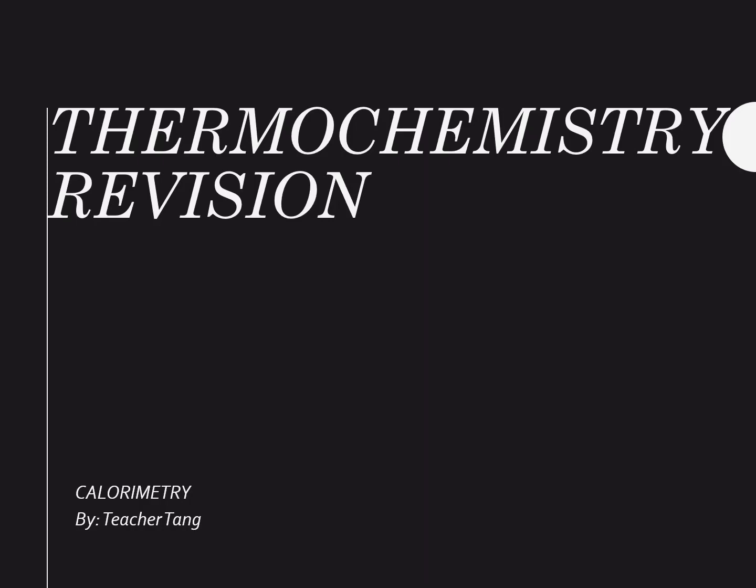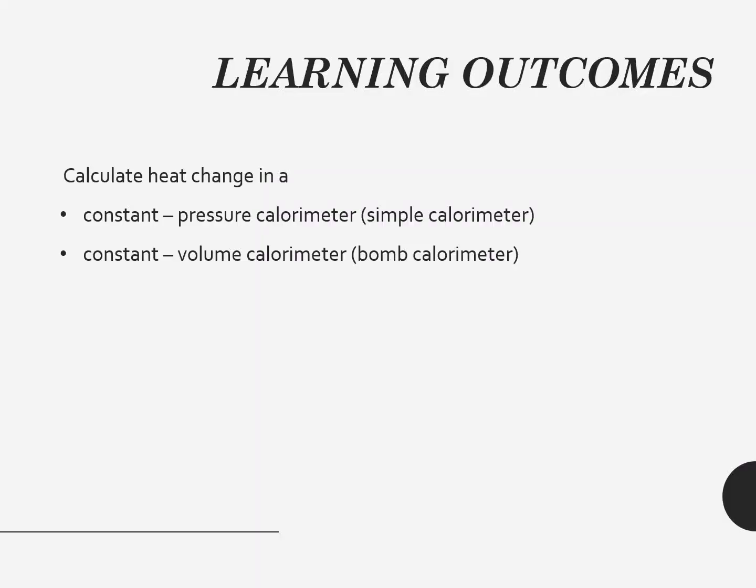So this video is to revise calorimetry in thermochemistry chapters. So I'm going to highlight a few important things in the calorimetry subtopic. In this subtopic, there are two learning outcomes. The first one is to calculate the heat change in a constant pressure calorimeter, simple calorimeter, and the second one is to calculate the heat change in a constant volume calorimeter, bomb calorimeter.